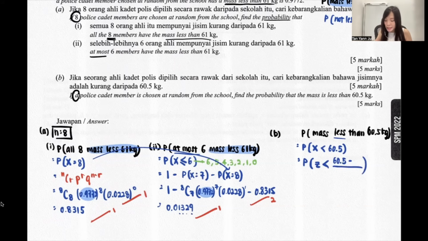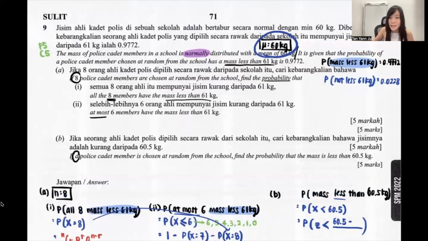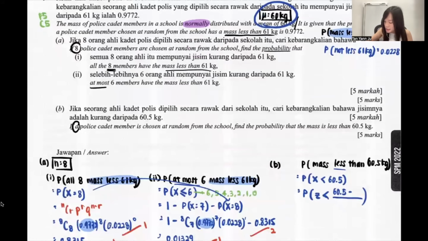So do you guys have your X now? Yes. I mean mean now. Yes. The question already tells you the mean is what? 60. Isn't it? You can put 60. But you have a biggest problem now, which is you don't have the standard deviation. Does the question ever provide? No. If they don't provide, can you find out? Yes.